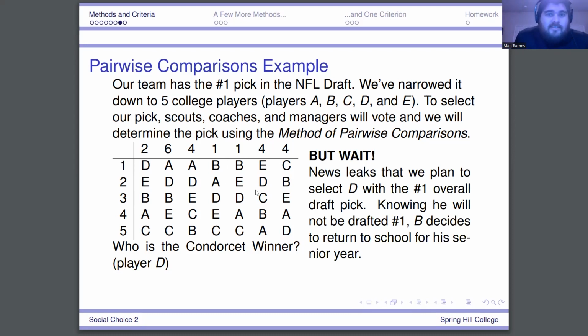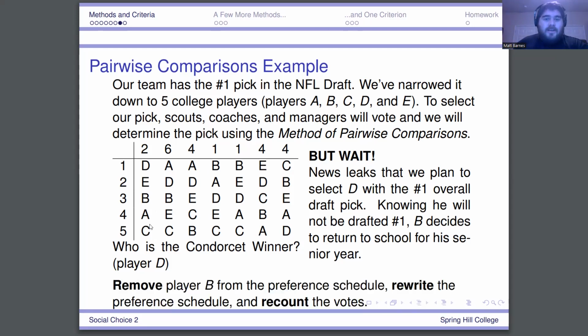Now, let's say that there's a slight hiccup with this, because of course, there's always going to be leaks when it comes to things like this in sports. So somebody posts on Twitter that we're planning on selecting player D, and then knowing that he's not going to get picked number 1, player B decides, I'm actually going to go back to college, finish out my senior year, and see if I can raise my draft stock. So now, all of a sudden, player B is gone from our choices, right? So everywhere they're ranked, we can just eliminate them and kind of shrink everything down.